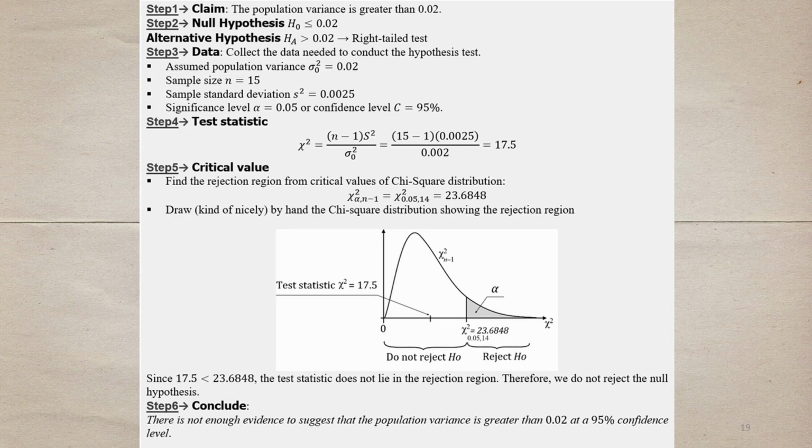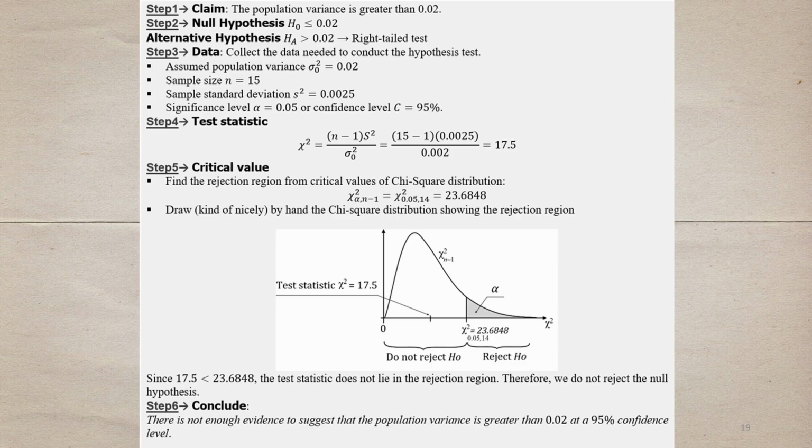Let's go through the 6 steps to make a concluding statement. Step 1. The claim is that the population variance is greater than 0.02. Step 2. The null hypothesis states that H0 is less than or equal to 0.02, and the alternative hypothesis states that HA is greater than 0.02. Therefore, this is a right-tailed test.